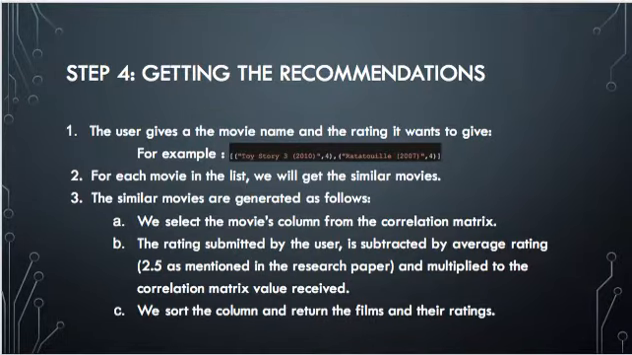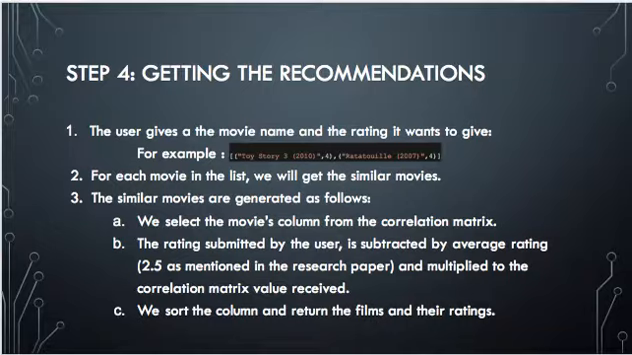How our system works is that a user will submit movies and their ratings. For this example, let's say the user is a big fan of animation movies and submitted two movies, Toy Story 3 and Ratatouille. He rated both movies 4 stars. So for each movie, we will iterate over the movies and get its respective column from the correlation matrix.